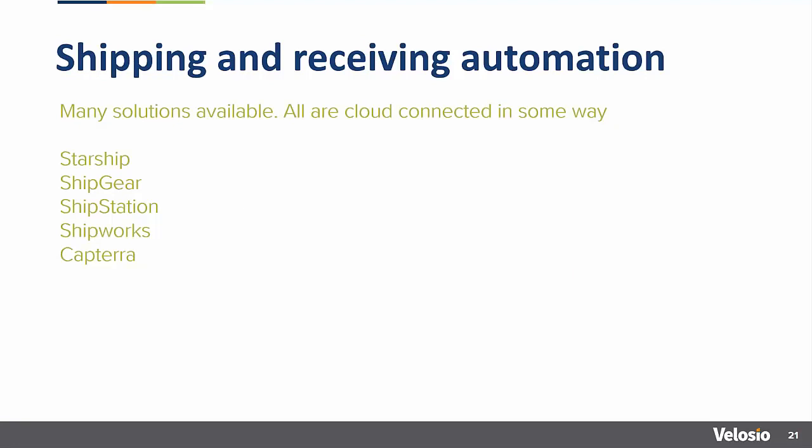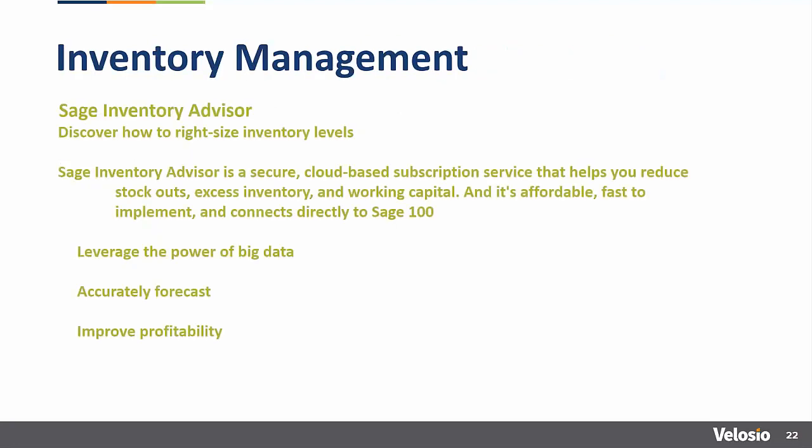The shipping and receiving automation, there are so many vendors out there now. These are some of the ones that work best with Sage, and we've done integrations with most of them. All of them have a web-based component because you're shopping your rates and doing your shipments across the web. Inventory management.